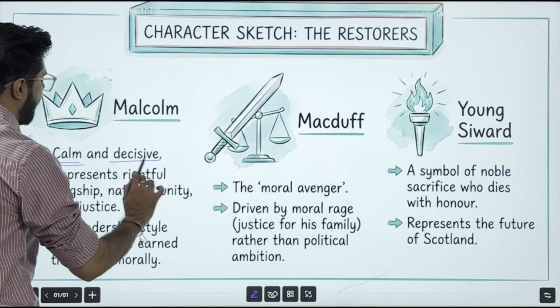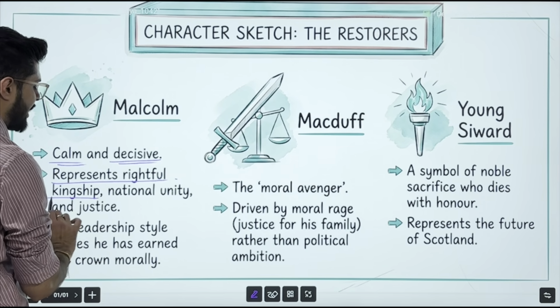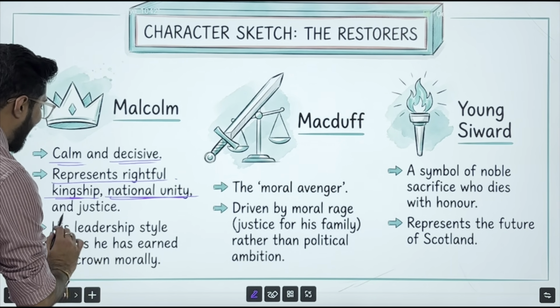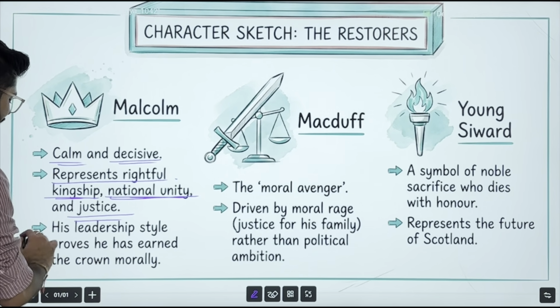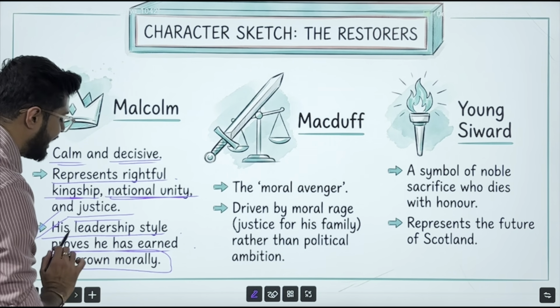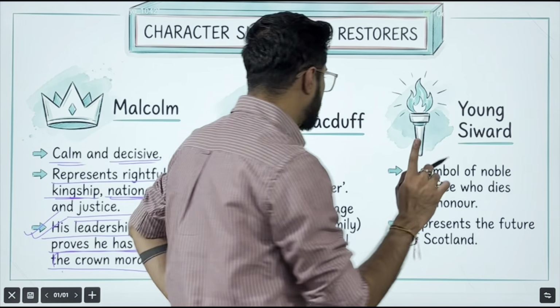Malcolm is portrayed as calm and decisive, represents the rightful kingship and national unity because Malcolm brings everyone together, and justice. He symbolizes justice. His leadership style proves that he has earned the crown morally and he's a fit ruler for Scotland.